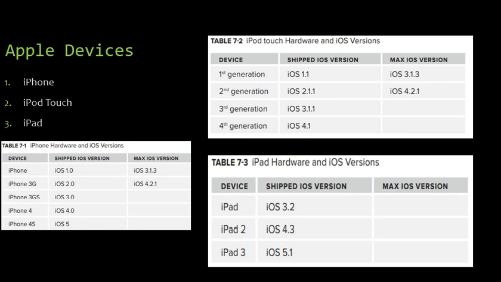So here a table is given to you for the iPod. This particular table shows iOS hardware with the version of iOS that shipped with the device, and again the maximum version that can be installed on the device. So if we're saying second generation, that is iOS 2.1.1 shipped, and the maximum iOS version that is supported is 4.2.1.